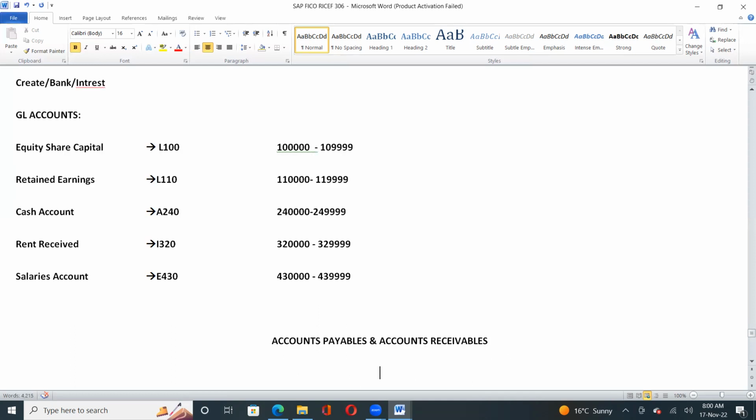So here, AP and AR. I'm going to change this a little. Earlier, I started accounts payable and accounts receivable immediately, then the automatic payment process, and after that asset accounting. But this time I'll show the integration part first, and then we'll go ahead. So here, accounts payable.